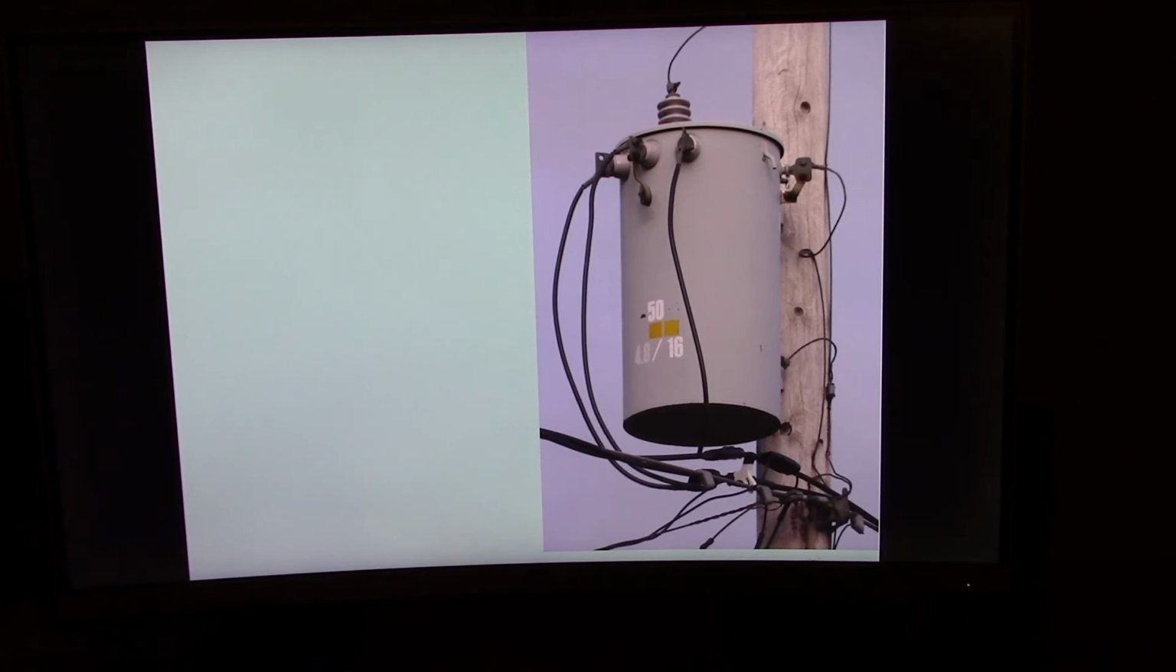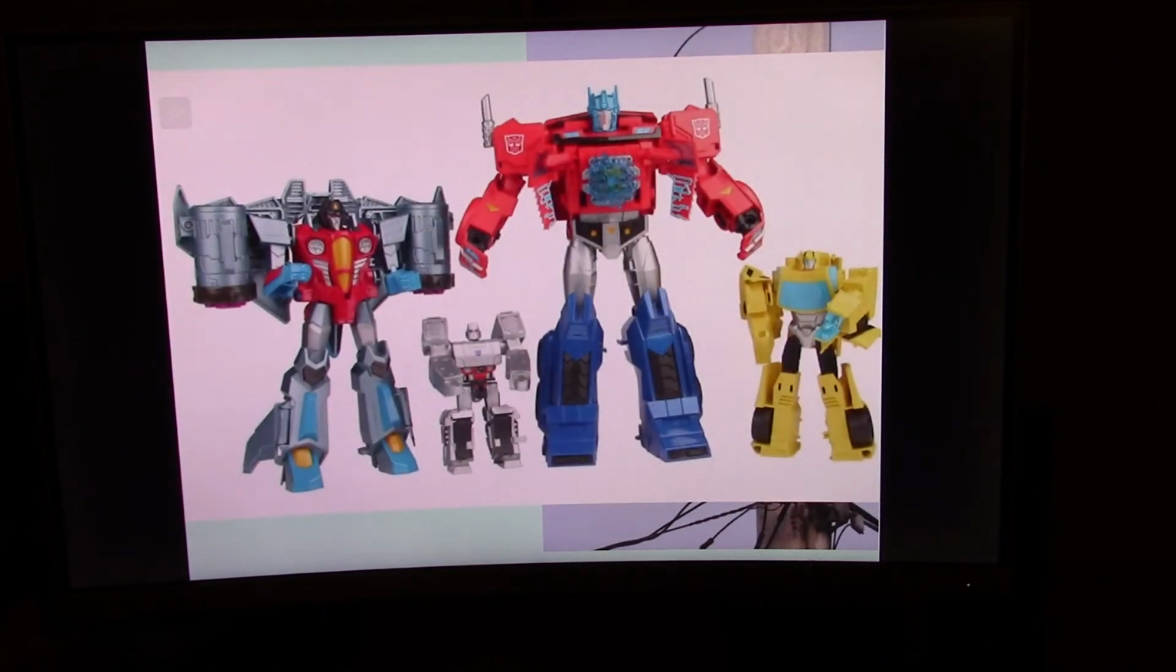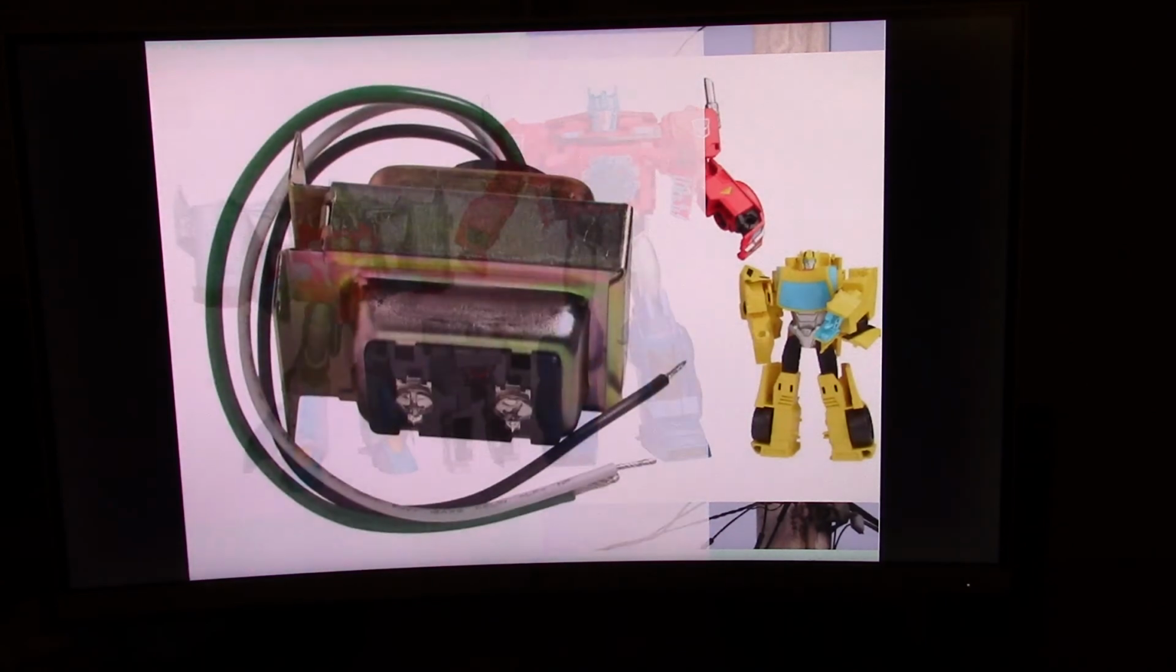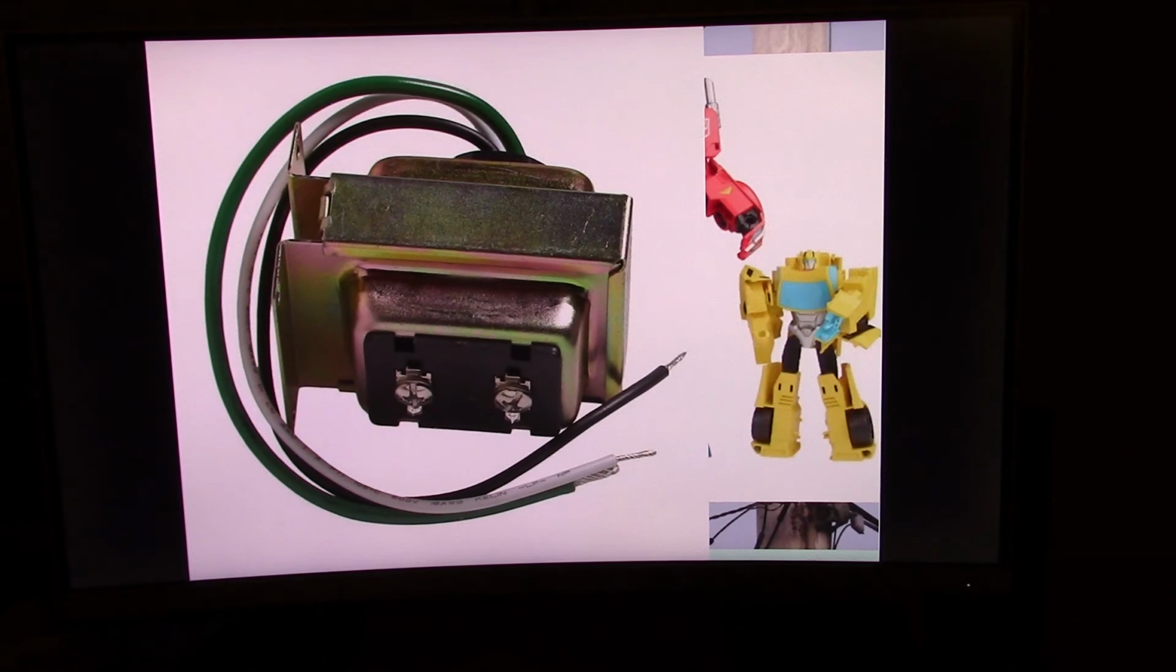So that's a classic example of a transformer. Not these. So here's a good example of a transformer. It has some terminals here, and then there's some wiring out here.